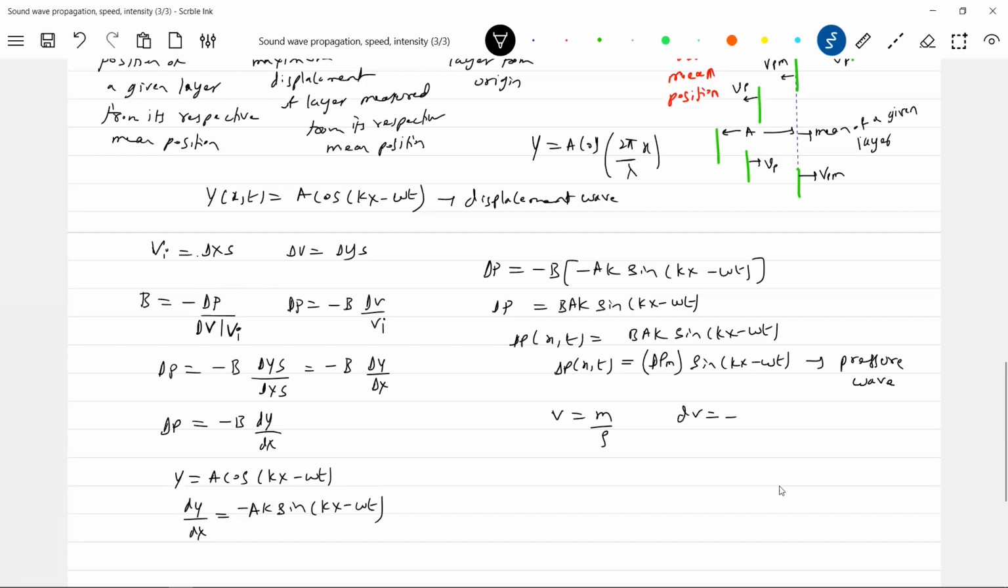I'll differentiate this: dv equals minus m d rho by rho square. In that, m by rho is what we can write as v. So dv by v equals minus d rho by rho. Therefore, the bulk modulus, how you define it: dP is equal to B times dv by v. So in place of that, can I also write d rho by rho?